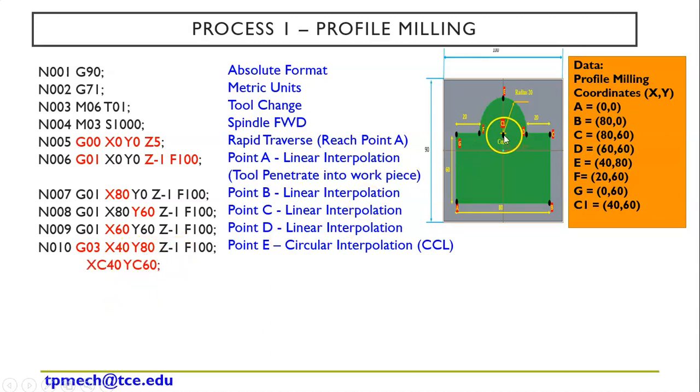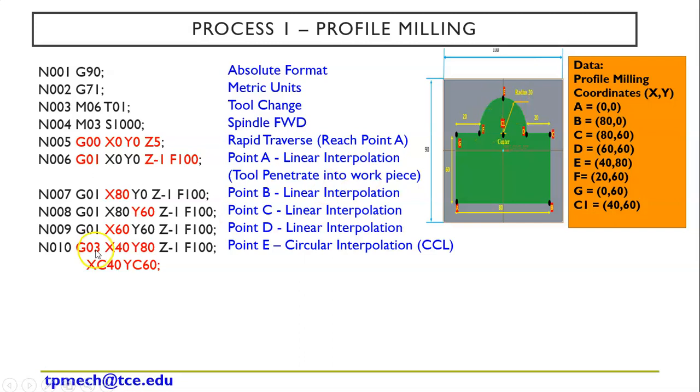And then I need to give the center value, x center, y center. That is C1, 40, 60. Right, the center value must be given. Instead of giving a radius, I am giving a center value, so it will automatically calculate the radius. Right, circular interpolation. Now I go with point F. This is also circular interpolation, and again this is also counterclockwise.